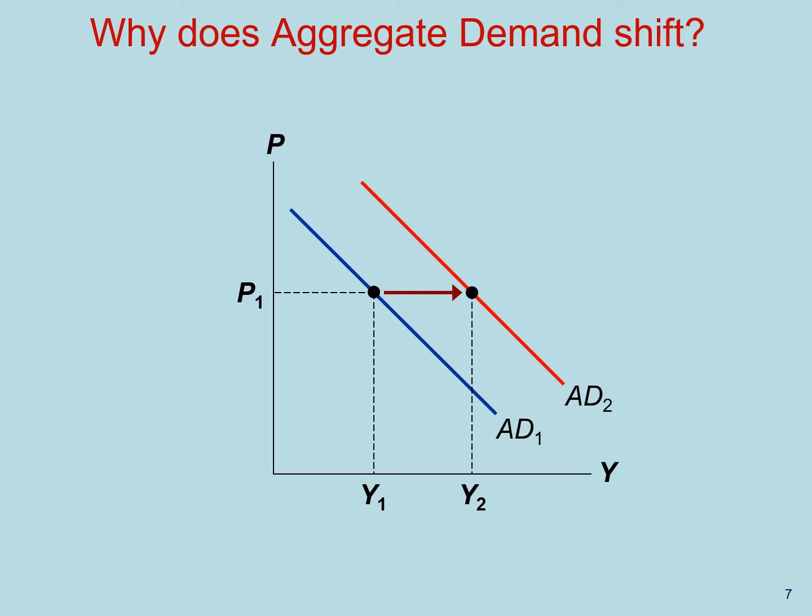So why does aggregate demand shift? Any event that changes consumption, investment, government expenditures, or net exports, except for a change in prices, will shift the aggregate demand curve. Let me repeat, a change in prices won't shift the aggregate demand curve, but it will cause a movement along the curve. Everything else will shift the curve to the right or to the left. Not up or down, to the right for an increase in aggregate demand, and to the left for a decrease in aggregate demand.